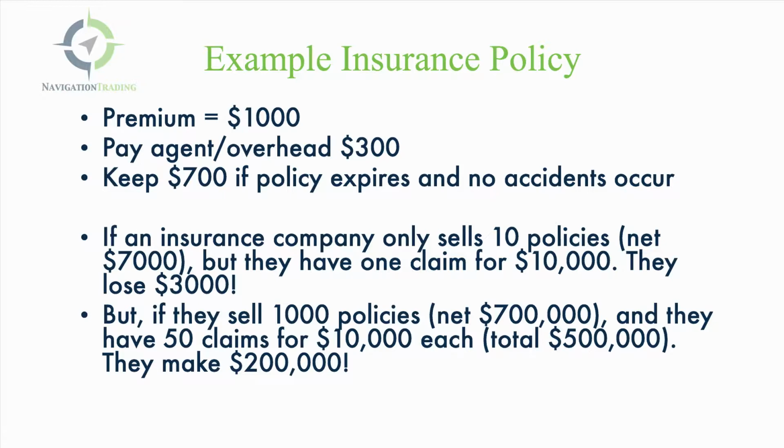So as I say at the bottom, if they sell 1,000 policies and they net $700,000 in premium after expenses, but they have 50 claims for $10,000 each, that's a total of $500,000. They still make a net of $200,000. And that's how an insurance company makes money. They want to limit the number of claims, and they want to sell a lot of policies and diversify over a lot of insureds and a lot of areas of the country to spread that risk out.